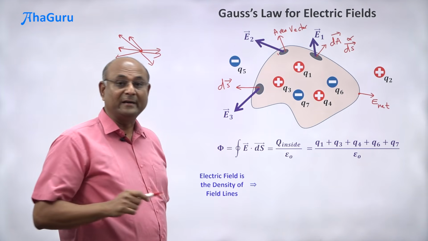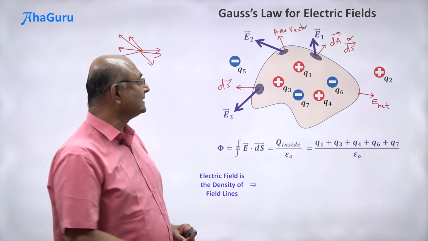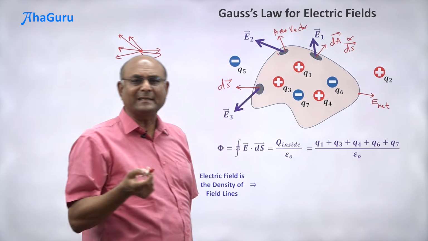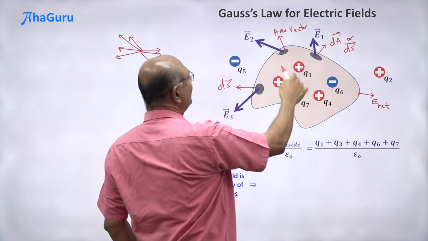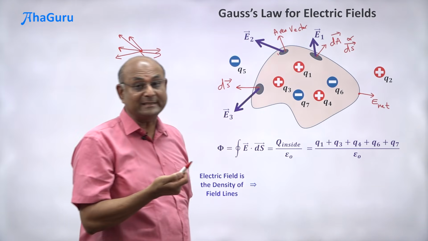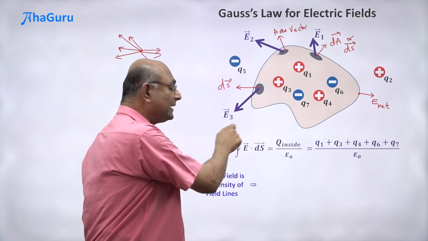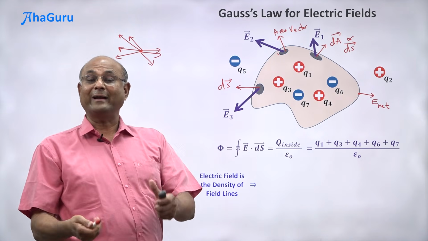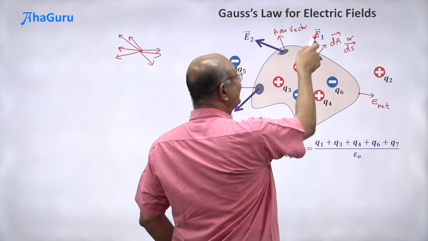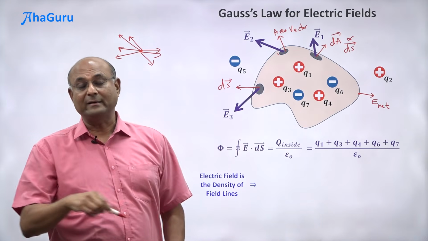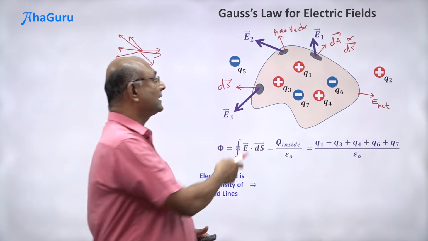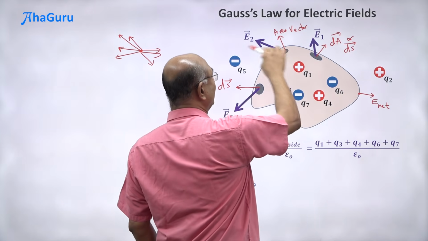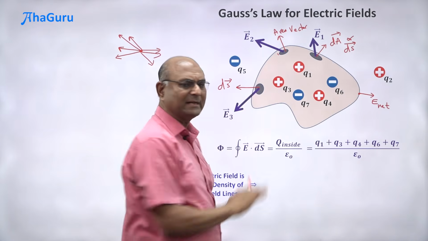So electric field is actually the density of lines, no? When you say, what is the electric field here? Well, it's telling you how many lines are passing through that. Similarly, this electric field is telling you the density of lines passing through this. So when you take E into A or E dot ds, what are you getting? You're getting the net number of lines coming out. A line going in is considered negative, a line coming out is considered positive. So the net number of lines coming out here, here, and here, across the entire surface.